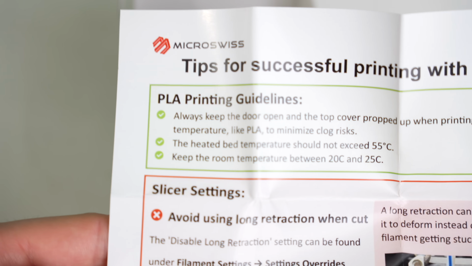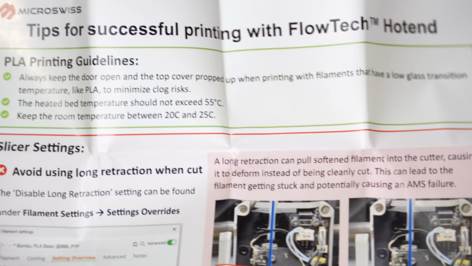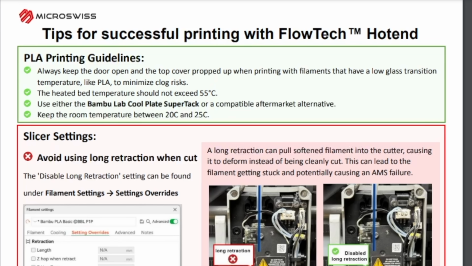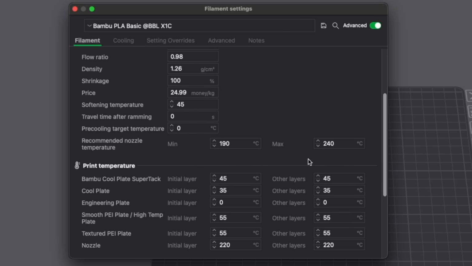I mentioned earlier that with this hot end, there was a printout on tips for the successful printing with FlowTech, which I'll have linked in the description, the PDF, but the main thing is that there's some parameters for printing with PLA, like keeping the front door open and the top as well propped open, and not exceeding 55 Celsius on the bed when printing with PLA, which I did verify is the standard temperature set in Bambu Lab's profile.